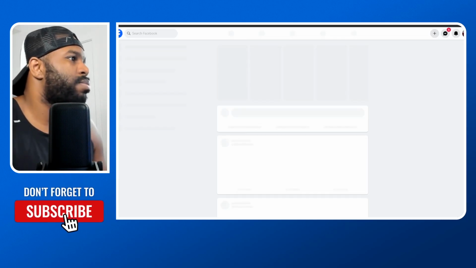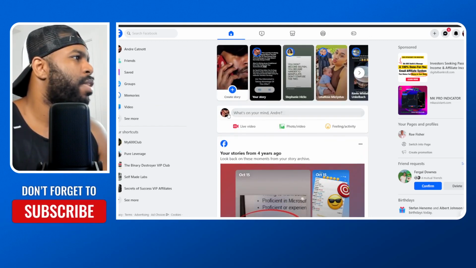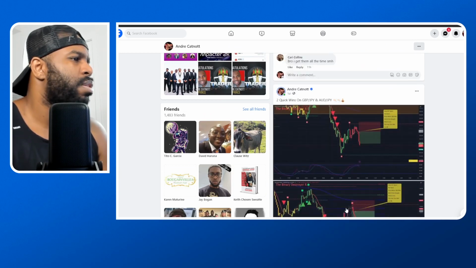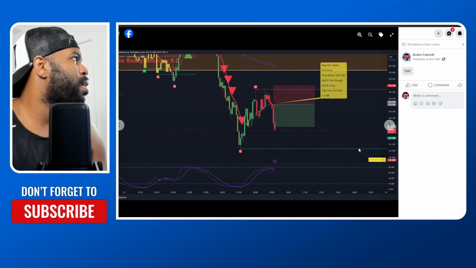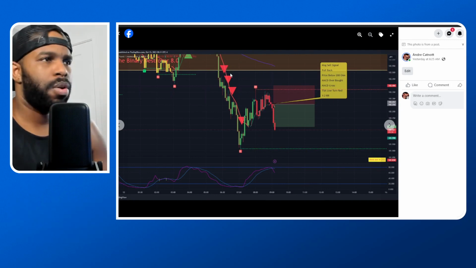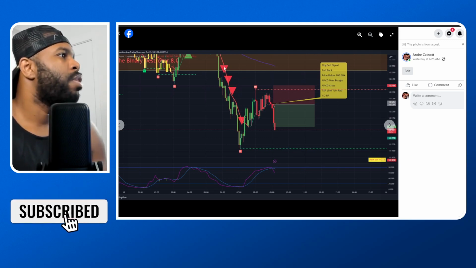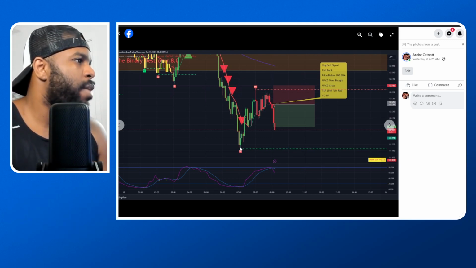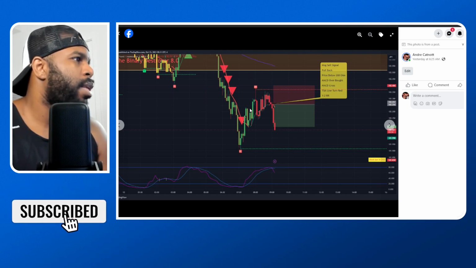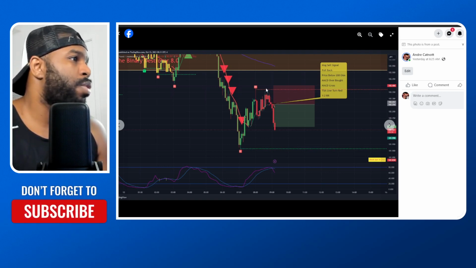I already made a post here on Facebook, on my profile, on the pairs that I traded last week. All right, so here's an example right here. I got these red arrows, and like I said, the red arrows tell me that we're in a downtrend. So when you get these arrows, you wait for the pullback, and you go for a minimum of 1 to 2 risk to reward.